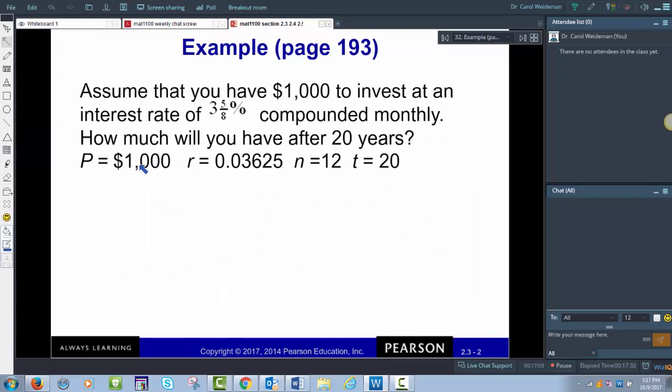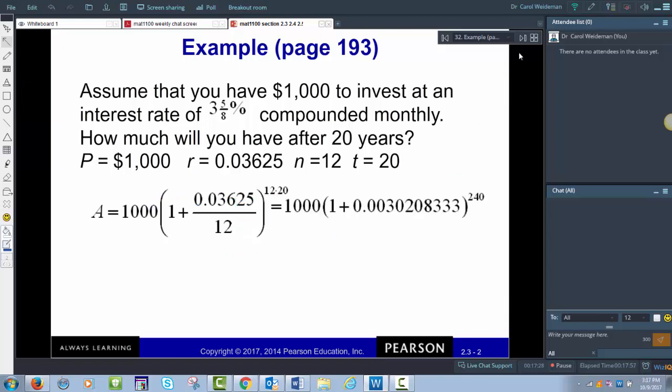Okay, so here's my variables to go into the expression. P is 1,000. My interest rate as a decimal: I took 5 divided by 8, added to 3, and then divided by 100. So if I substitute into the formula, now when you're working with a formula like this, which looks pretty complicated, where you're going to start is right here. You need to simplify inside the parentheses before you can raise it to the exponent. So I'm going to take this, divide it by 12, which I did here, and then I'm going to add 1.